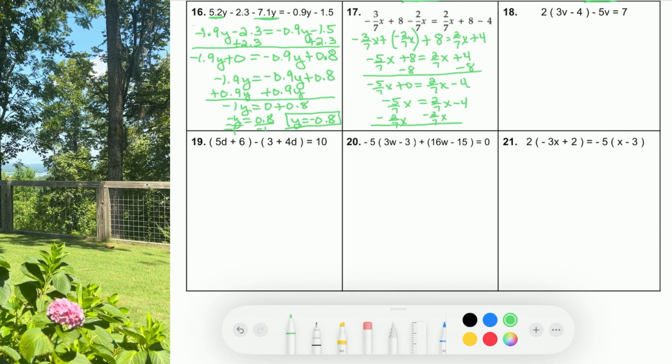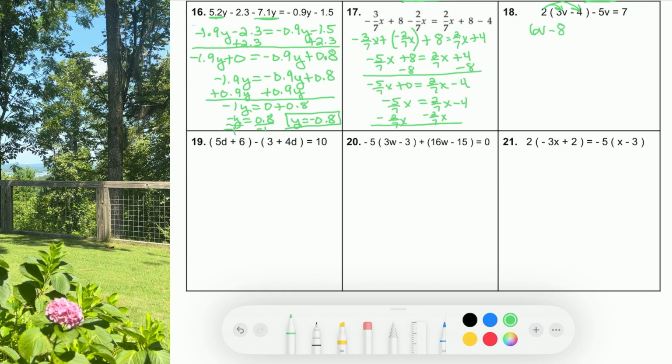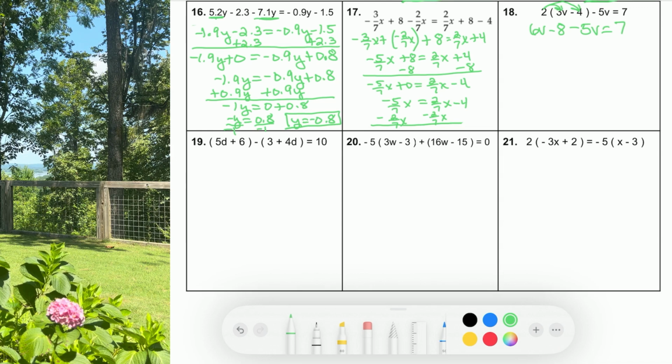Okay, so number 18, we now have where we need to use the distributive property. So remember, the distributive property just says whatever is outside, we're going to multiply times whatever is inside the parentheses. So that 2 times that 3 gives us 6v. 2 times a negative 4 gives us a minus 8. And then we have, oh, that's still on the same problem. We have minus 5v equals 7.